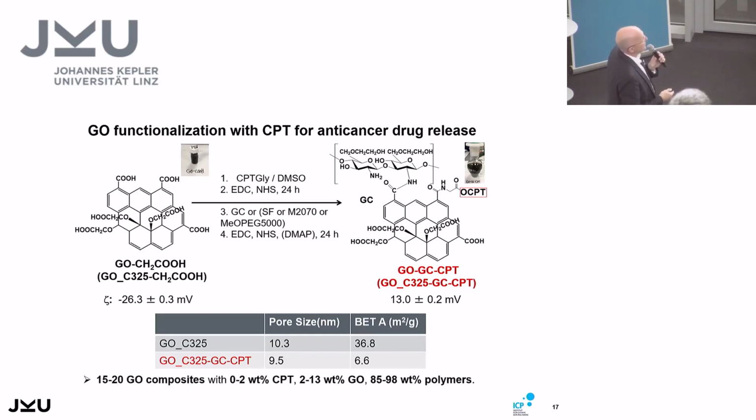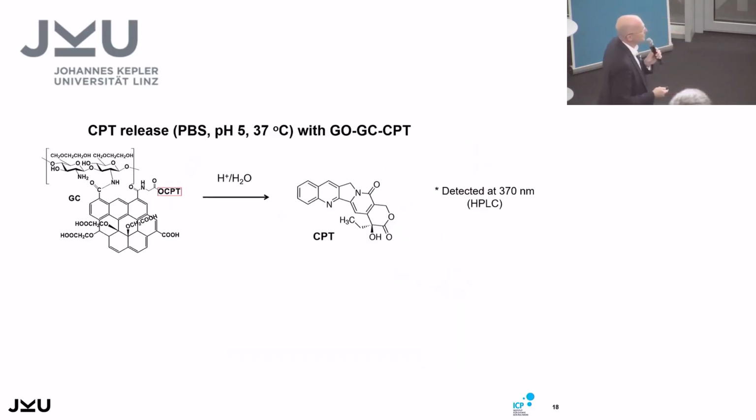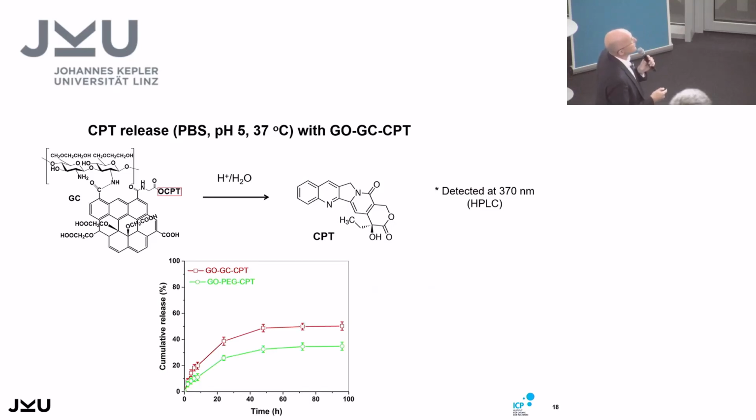In the end, we obtained up to 2% loading with the anti-cancer drug, the GO content up to 13%, and around 85 to 98% polymers. So what did we do? First of all, of course, having a short look on the release effects. Yes, that occurs. We can release the CPT, our camptothecin, from the composite material.